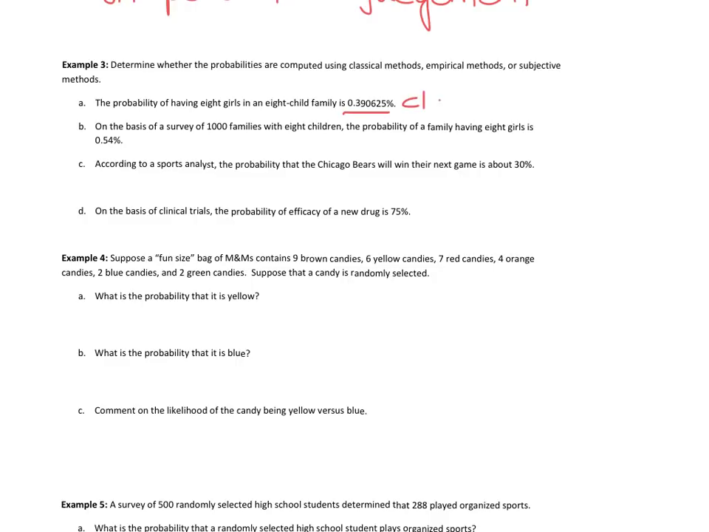Also, the probability of having a boy and a girl, that outcome is equally likely. It's 50-50 for the most part. So equal outcomes, it's a counting game, and they're using the classical method. Part B: on the basis of a survey of 1,000 families with 8 children, the probability of a family having 8 girls is 0.54%. It's the same question, the probability of having 8 girls as before, but now they're telling us this is based on a survey. So this 0.54% is really a relative frequency. So this is an empirical method.